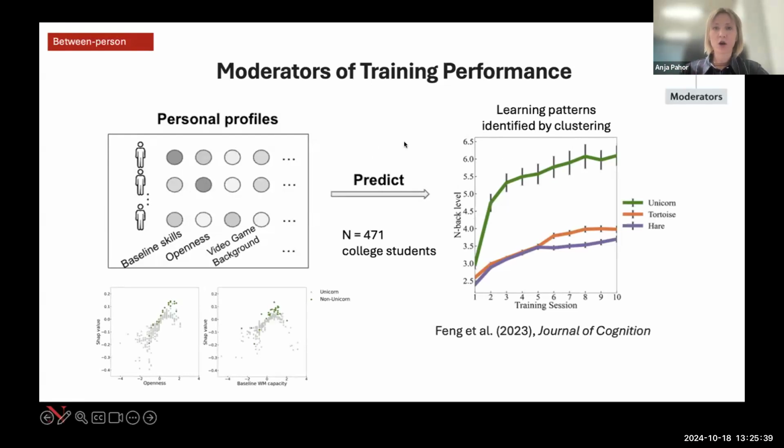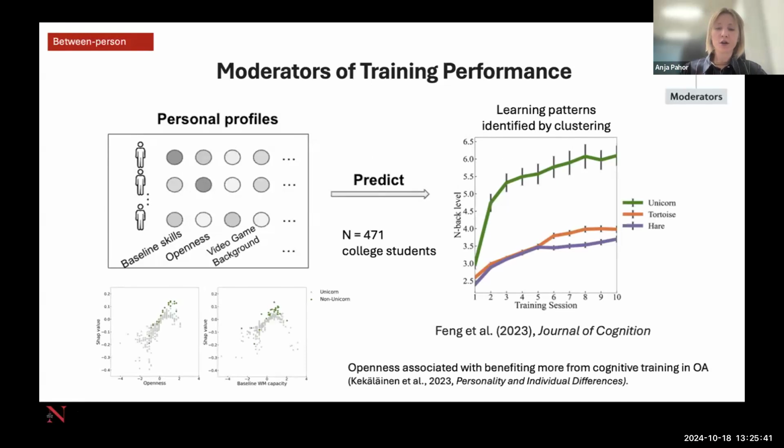But this was a sample of college students. There are some studies that show that openness, which involves curiosity and broad-mindedness, is associated with benefiting more from cognitive training, also in older adults. Interestingly, for these two somewhat lower performing groups, the two factors that were the most predictive were openness again and video game playing frequency.